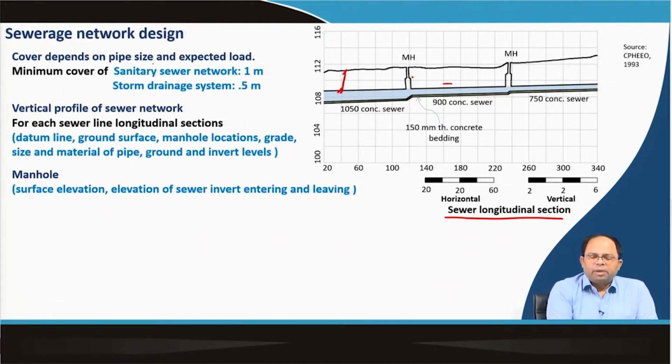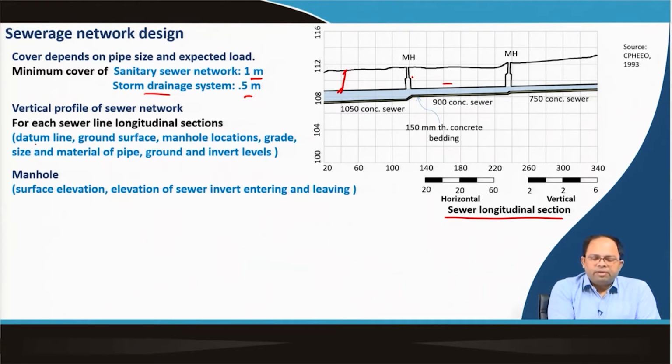The cover depends on pipe size and the expected load, traffic or otherwise, and the minimum cover of sanitary sewer is given as 1 meter, and for storm drainage system a minimum cover of 0.5 meter is given, but usually it is more than this. And the vertical profile of the sewer networks like this one, for the longitudinal sections, has to be done.